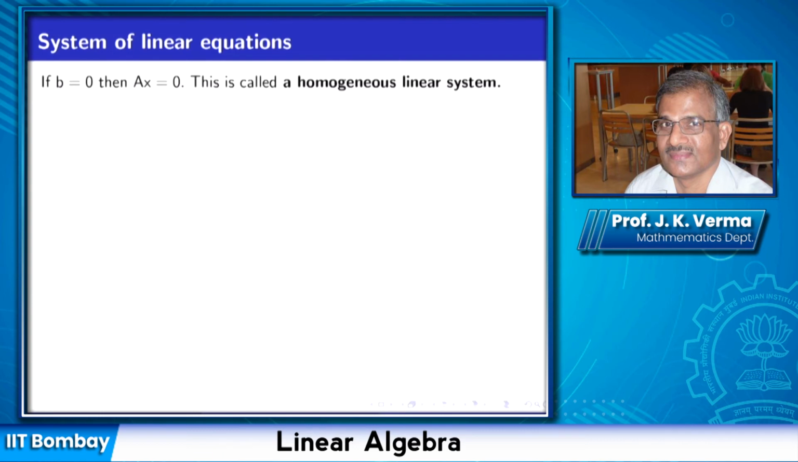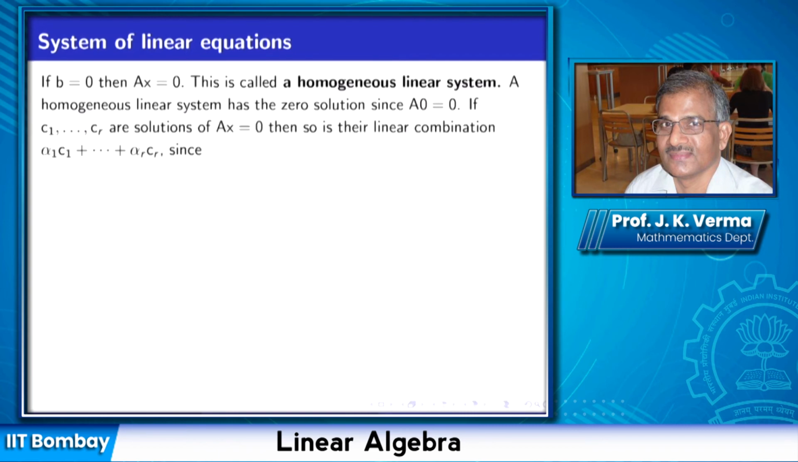This is called a homogeneous linear system, and the homogeneous linear system has a zero solution because A times 0 is 0. You can check by using matrix multiplication that A times 0 is the 0 vector, and therefore homogeneous linear systems are always consistent. A general system Ax equal to B may not be consistent.